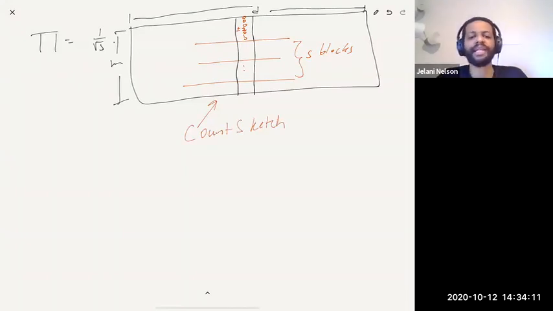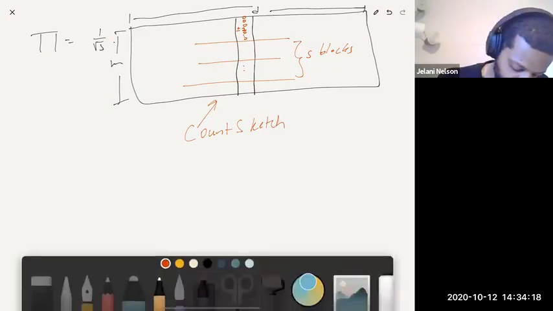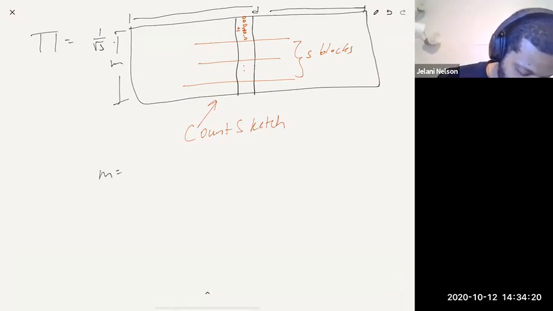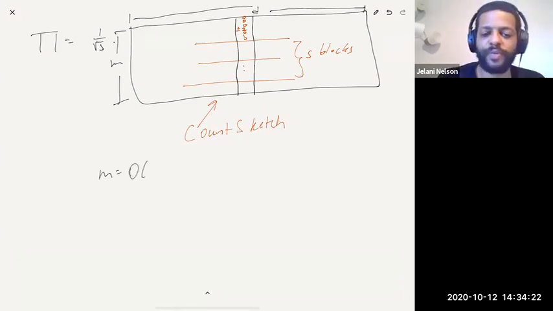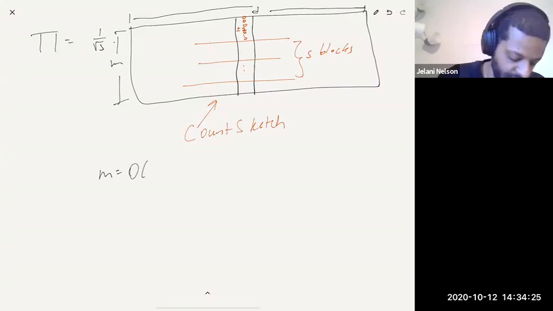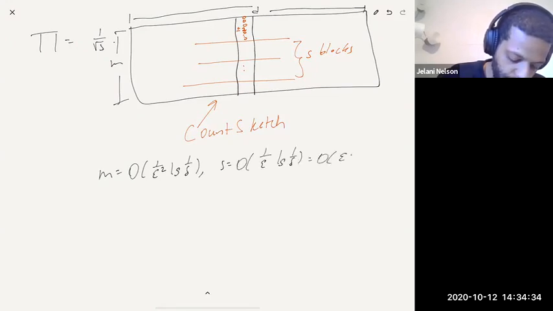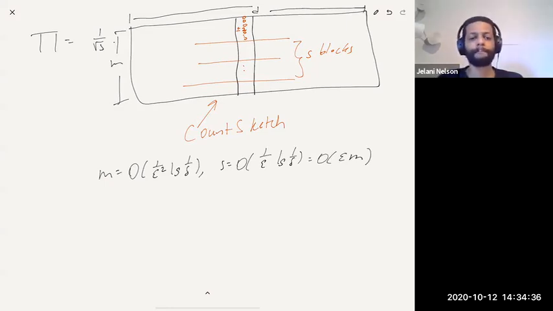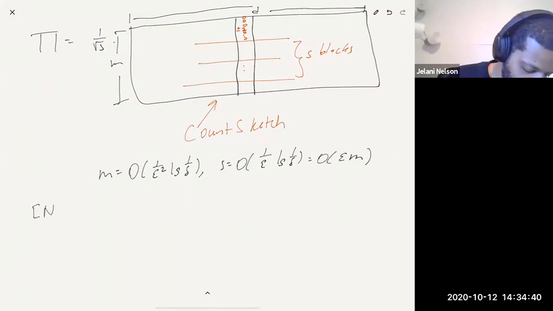So what we show is that the count sketch itself actually provides the JL guarantee, where M is O of, we're going to prove it for a distributional JL, which implies JL. M is 1 over epsilon squared log 1 over delta, and S is going to be O of 1 over epsilon log 1 over delta, which is O of epsilon M.